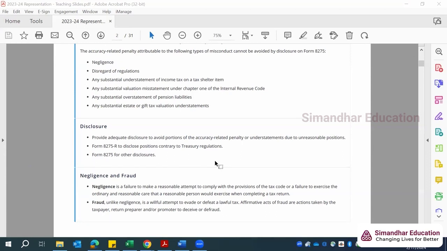So eventually, when we progress through the syllabus, you will see that negligence will have penalties associated with it, but fraud penalties are much heavier, and fraud can also lead to criminal penalties. So there are civil penalties and there are criminal penalties. Can anyone tell me what is the difference between a civil penalty and a criminal penalty?